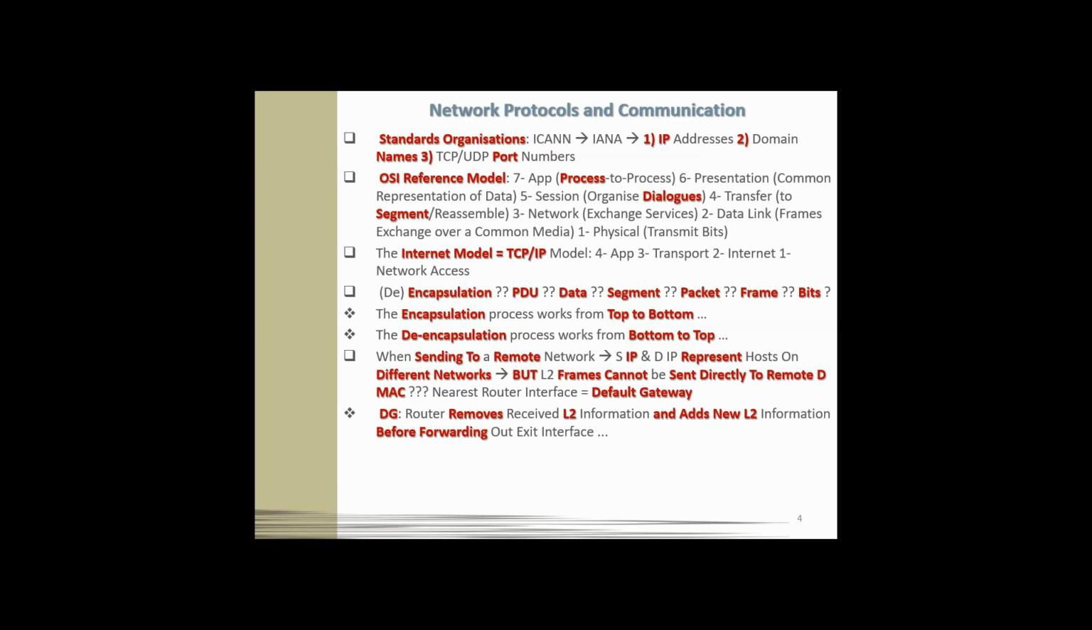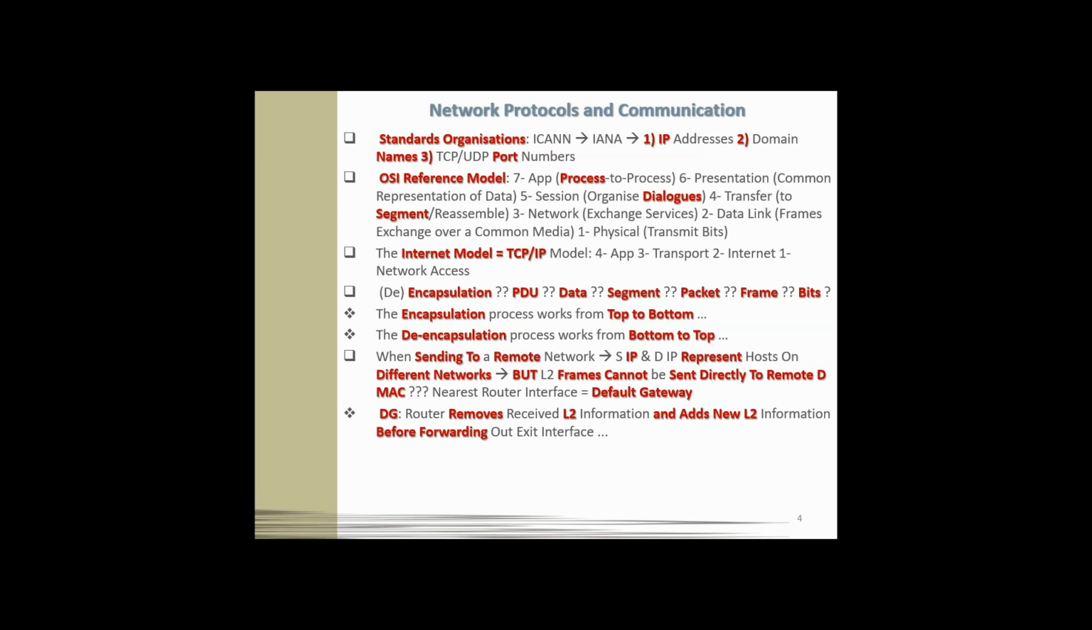Once again, the encapsulation process works from top to bottom, and the de-encapsulation process works from bottom to top, where you start removing the headers, whereas with encapsulation, you already added headers.